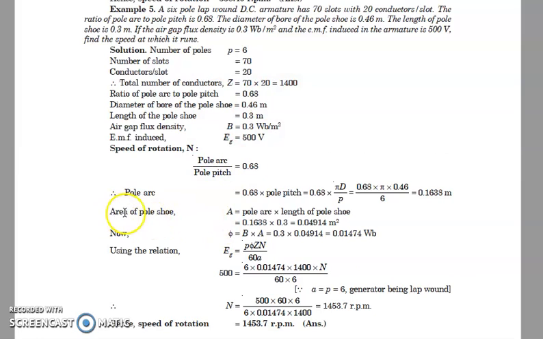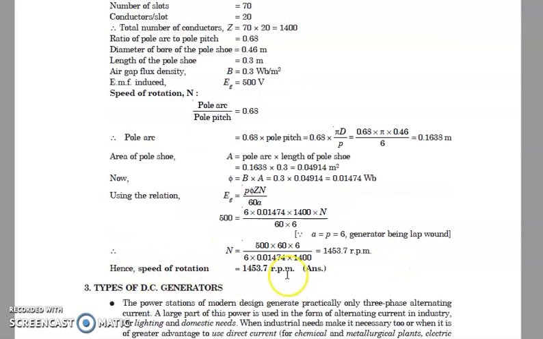Here you have to first calculate the area of the pole shoe, because the flux density B is given, so you have to calculate the flux separately. And in this case the speed of rotation is calculated by using the same EMF equation of the DC generator. So practice these numericals and do the derivation of this EMF equation as today's lecture. Thank you very much.